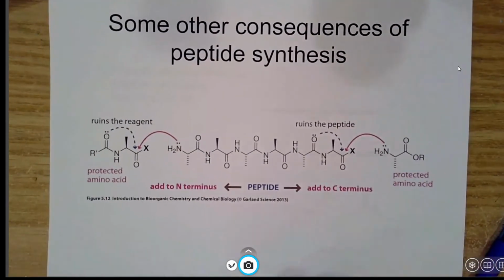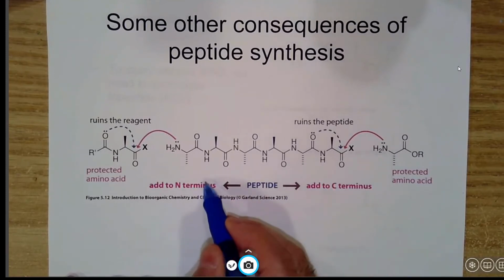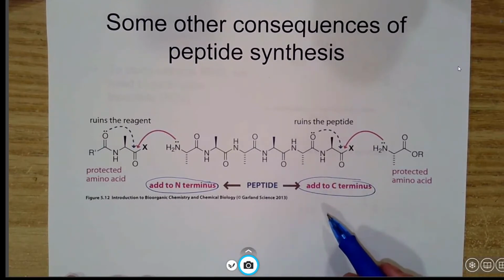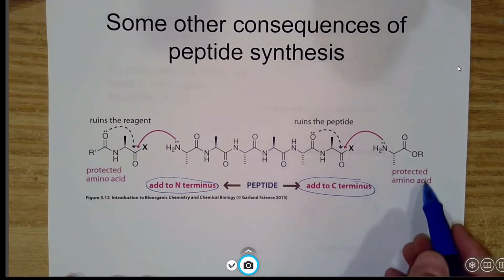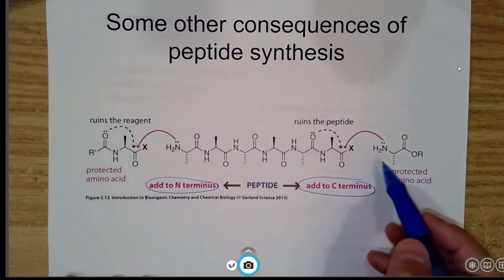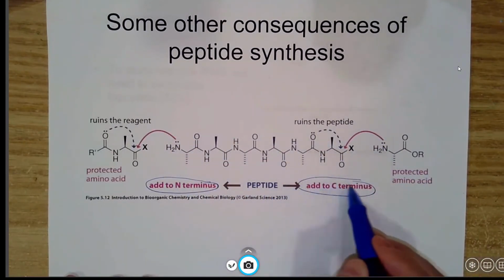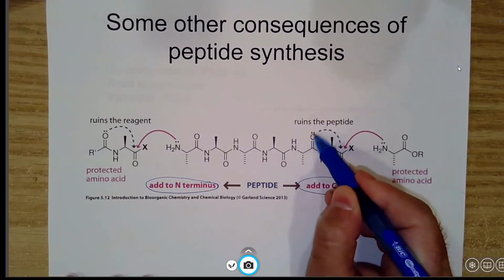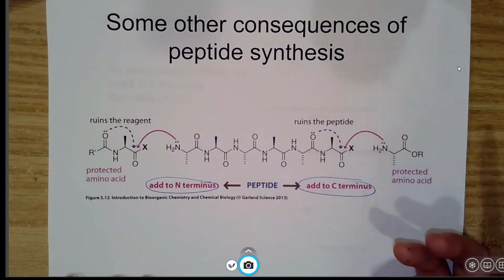Finally, some other consequences of peptide synthesis. When we are making our peptide, we need to think about which way we're going to make it. So here you have an N terminus, here you have a C terminus, and a couple different scenarios you can think about. You could have an N-protected amino acid here, which is going to react with a growing peptide. So you're going to grow it, adding to the C terminus. And we've already learned that the oxygens could come here and maybe start ruining the reagent a little bit.